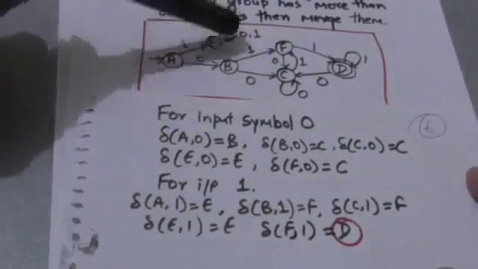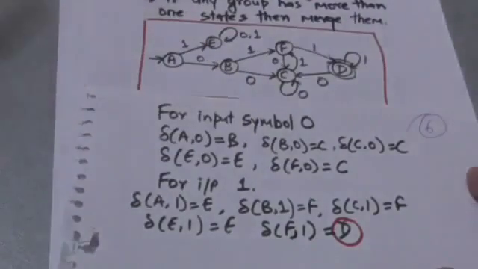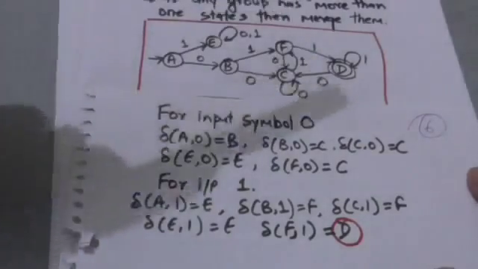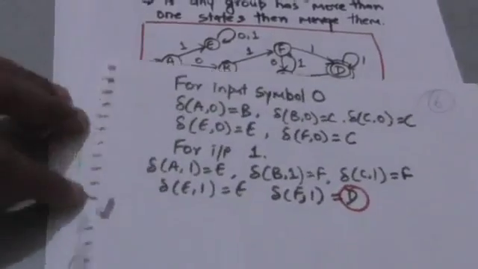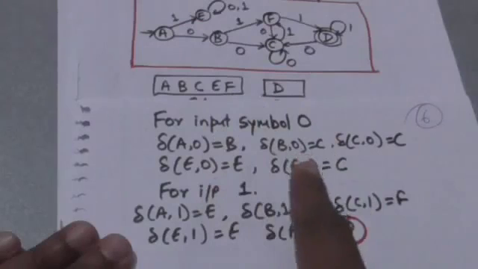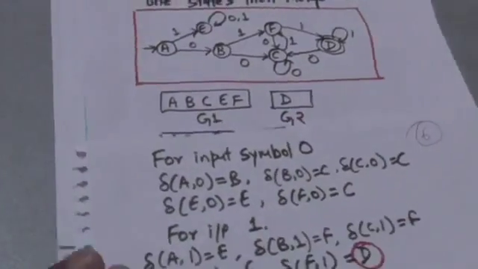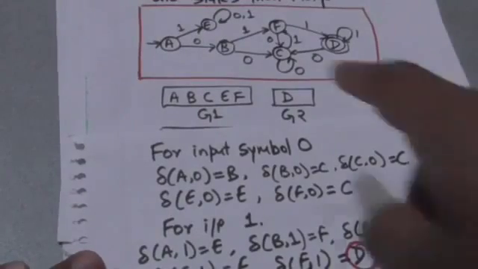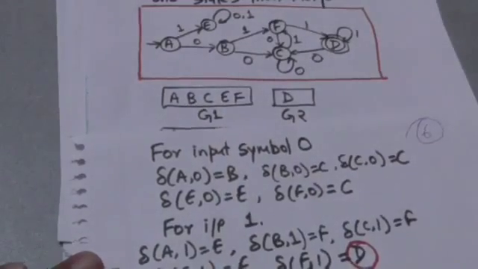E has transition to E itself, and F has transition to D, right? For input symbol 1, F has transition to D. Now see here, for input symbol 1, F has transition to D, which belongs to another group G2, right? It belongs to another group G2, and other members of this group have transition to the states of the group G1, right?